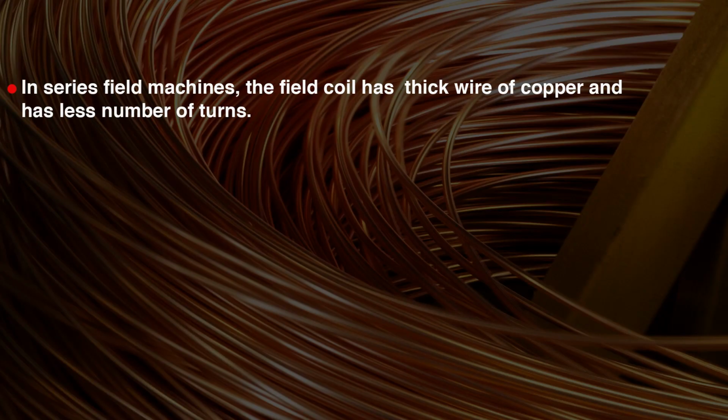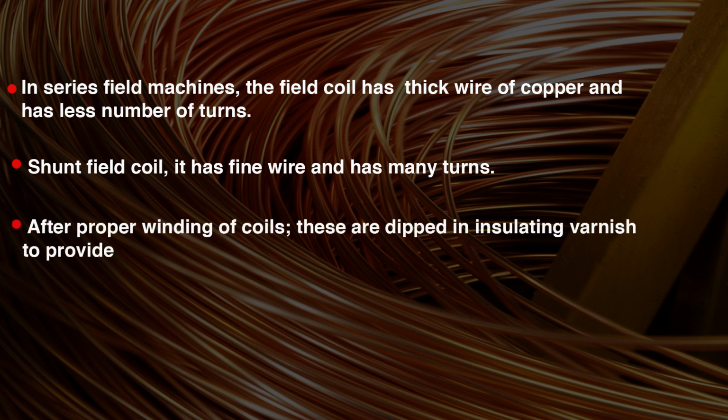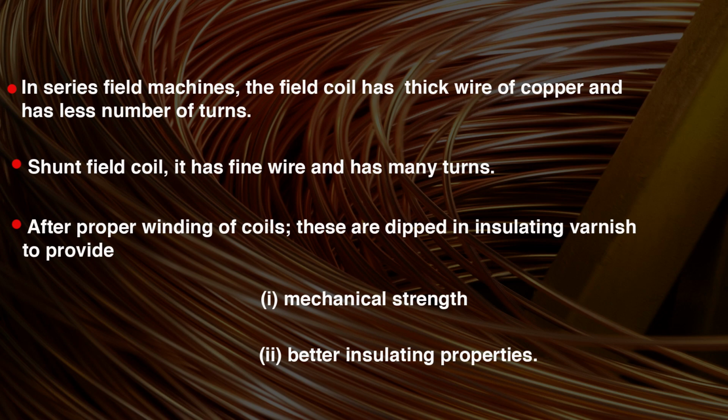In series field machines, the field coil is made of thick copper wire with fewer turns, and for the shunt field coil, many turns of fine wire are used. After proper winding of the coils, these are dipped in insulating varnish to provide mechanical strength and better insulating properties.